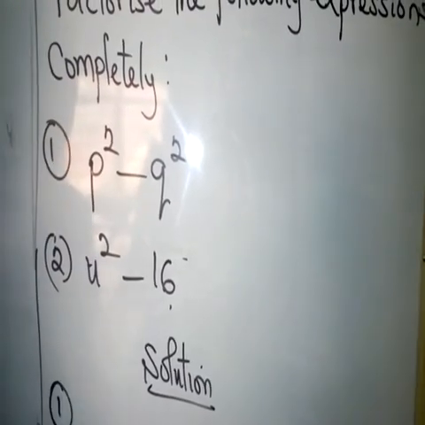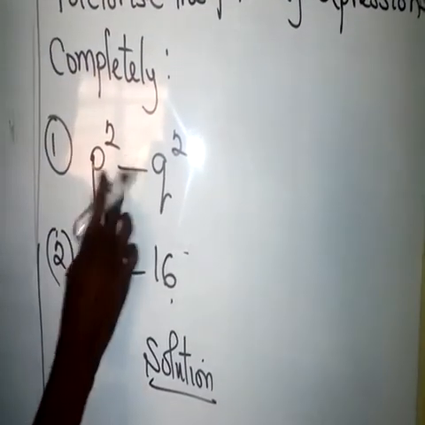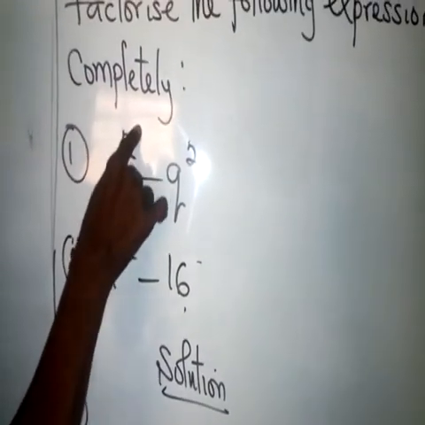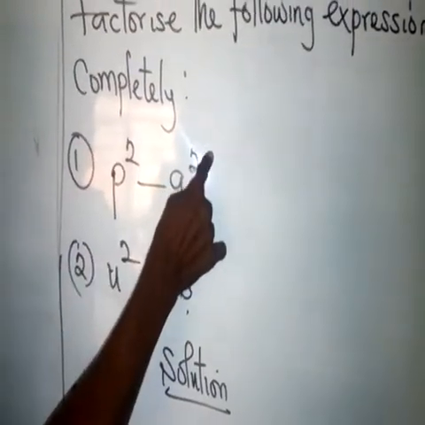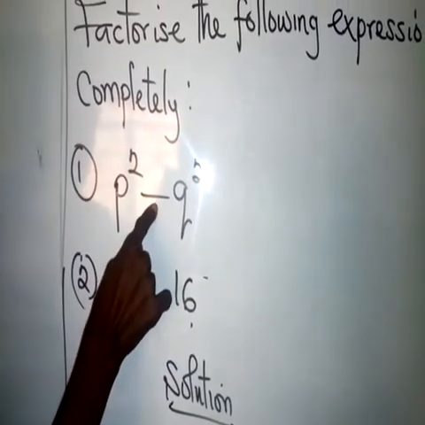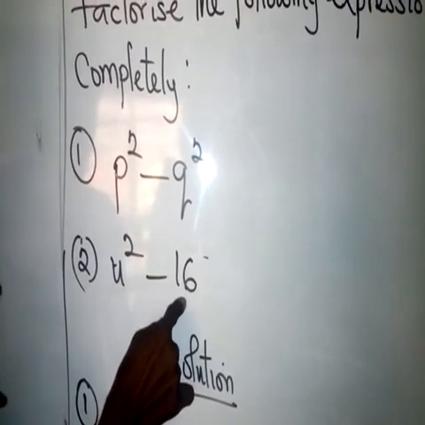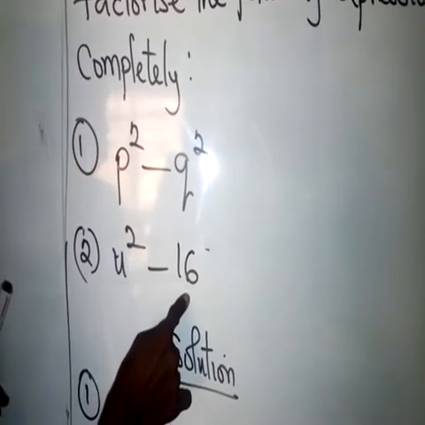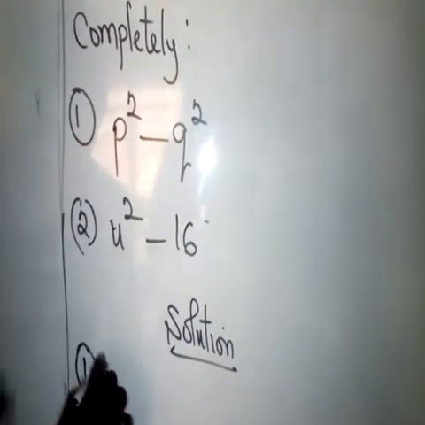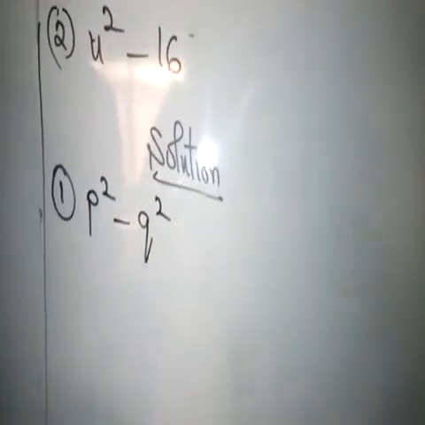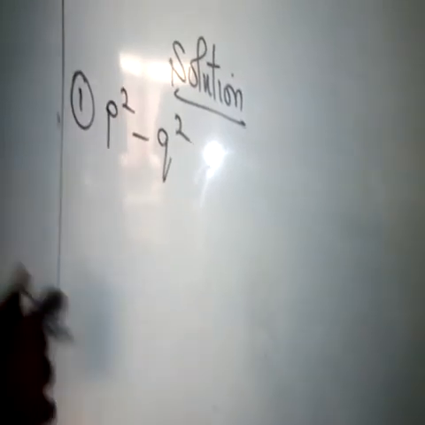Remember, I've told you about how to identify difference of two squares. You always have a square on top of them, like this, then a negative sign in between, right? Or you have a value that has square root. Do you understand? So let's take the first one. P square minus Q square. Now, in order to factorize this, what do you do?